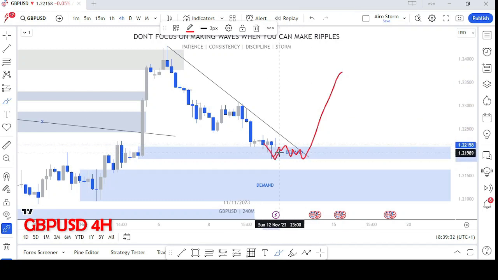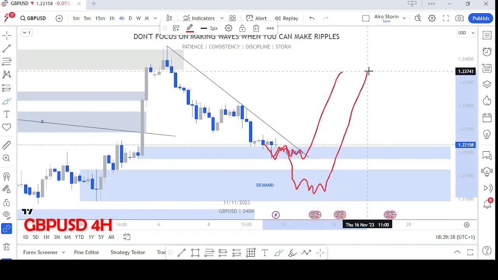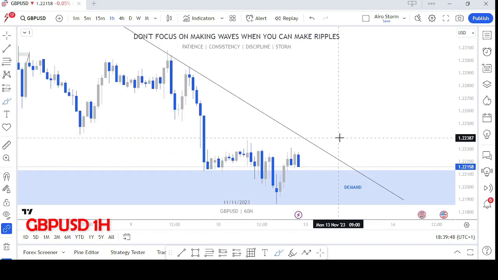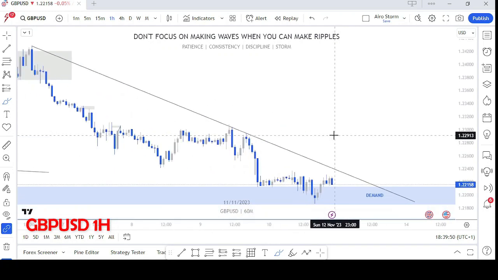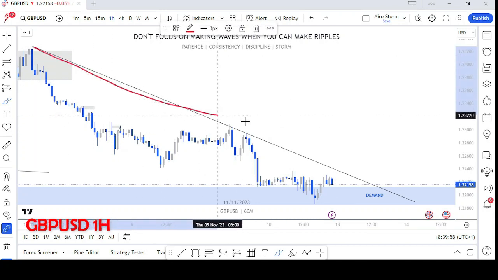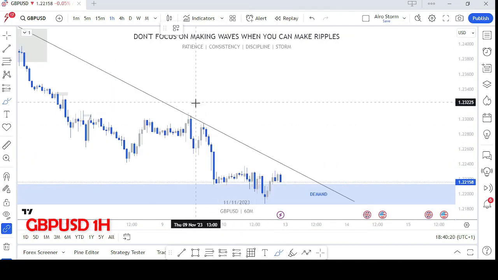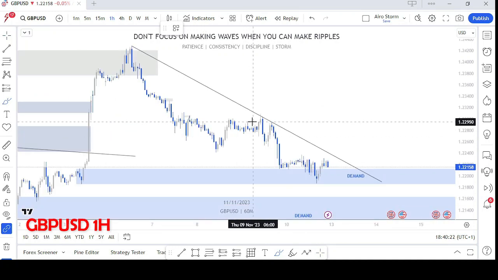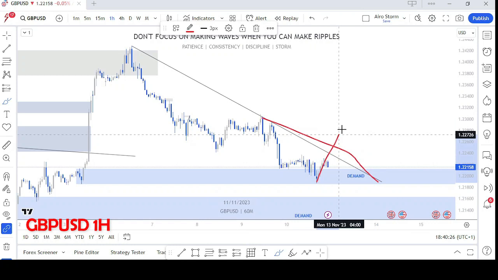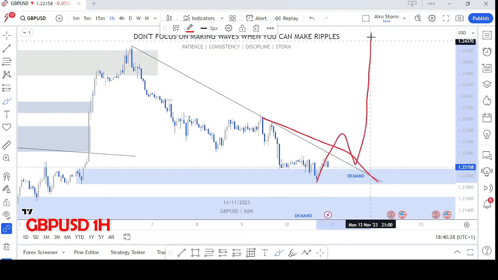But if price decides not to give me a confirmation and then breaks the supply zone into this one, I would also wait for a confirmation to enter on this demand zone. Looking at the 1 hour, as we can see here, I have a trend line going downwards. I would probably wait for price to break this 1 hour trend line before I can get a confirmation to enter my trade upwards.